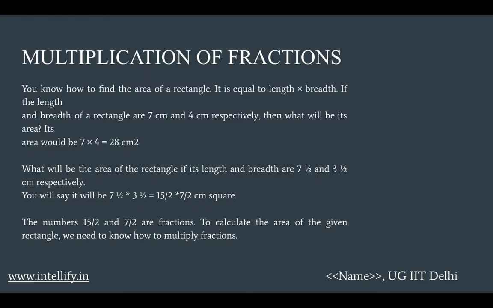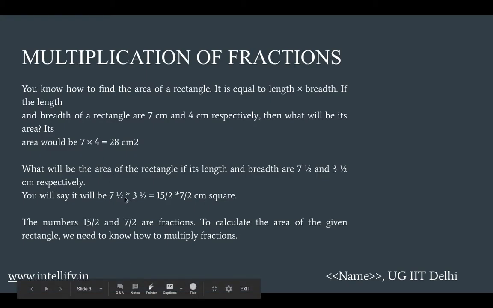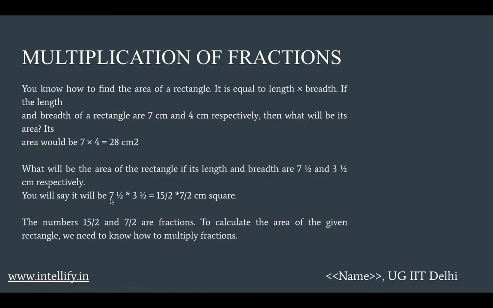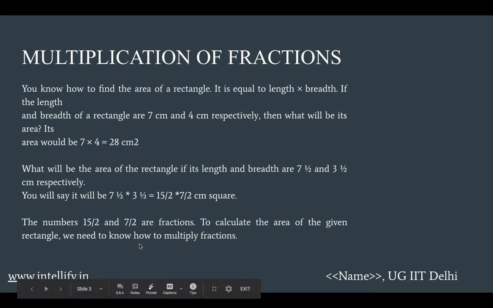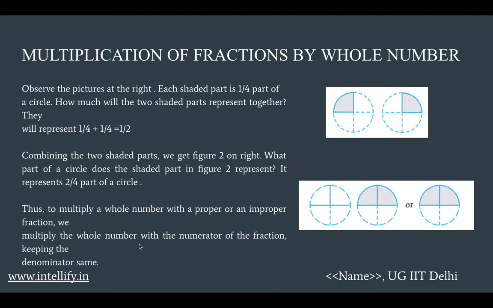Let's say the length is 7.5 and the breadth is 3.5, how do you find it? We have to first convert these into fractions. 7.5 can be represented as 15 by 2, and 3.5 is 7 by 2. You multiply these and you get the area. So the numbers 15 by 2 and 7 by 2 are fractions. To calculate the area of the given rectangle, we need to multiply the fractions. But how do we multiply the fractions now?